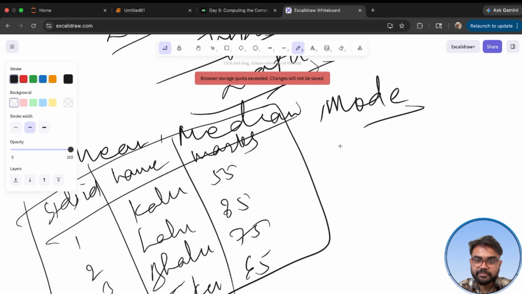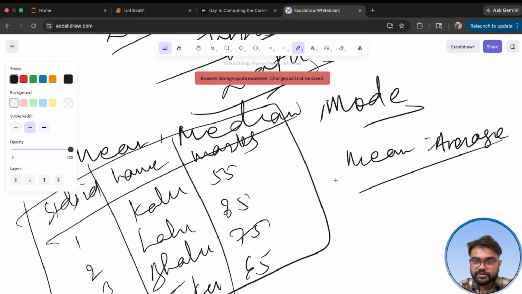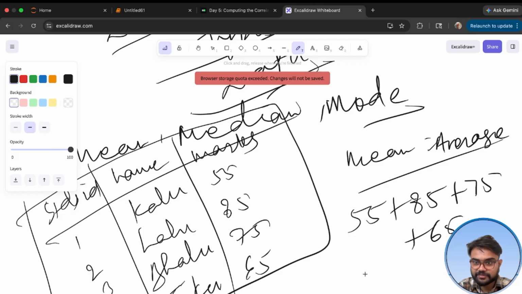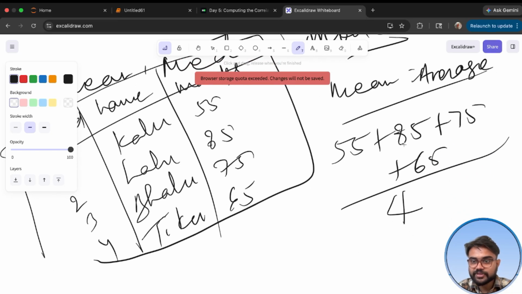Firstly, we are going to take the mean. Mean simply means the average. How can you calculate the average? You have to perform the average or mean on the marks. So we have 4 marks, and we add them: 55 plus 85 plus 75 plus 65. After summing up the whole marks, we divide by the total number. How many students do we have? 4. We divide by 4, and it will give you the output. So this is the mean; mean simply means the average we are going to find out.